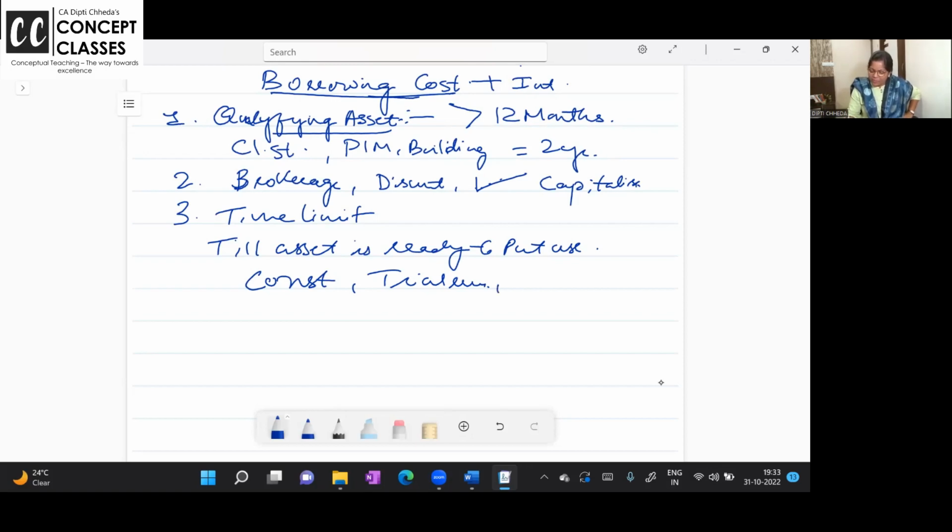Commercial production has not started yet. So till the date you start commercial production, you can capitalize. Till the asset is ready for commercial production, you can capitalize the interest. All of this is given in your material. Till the commercial production starts.